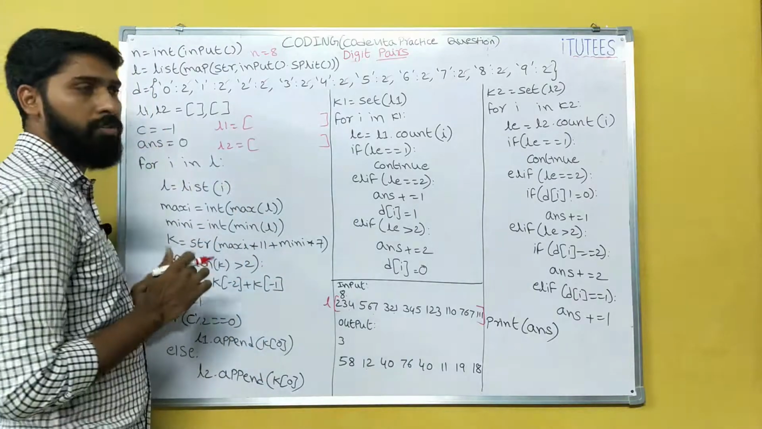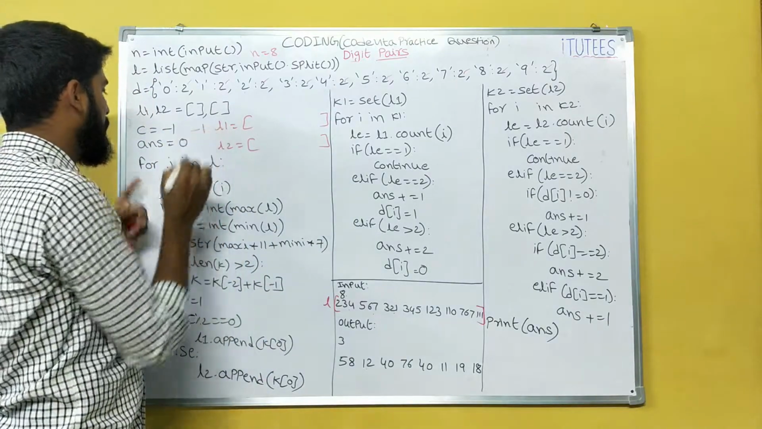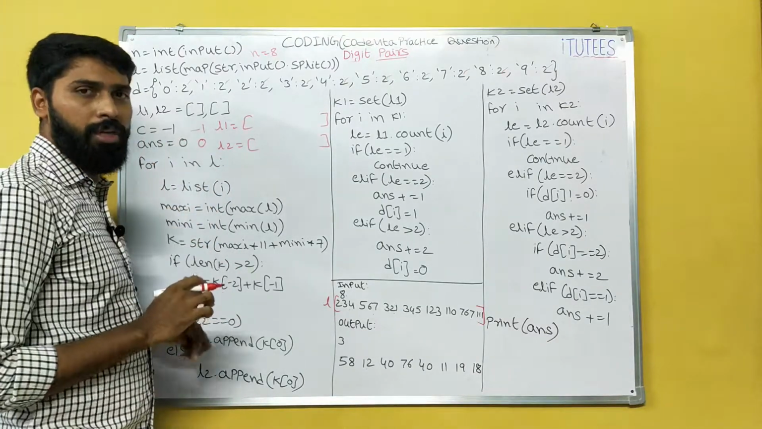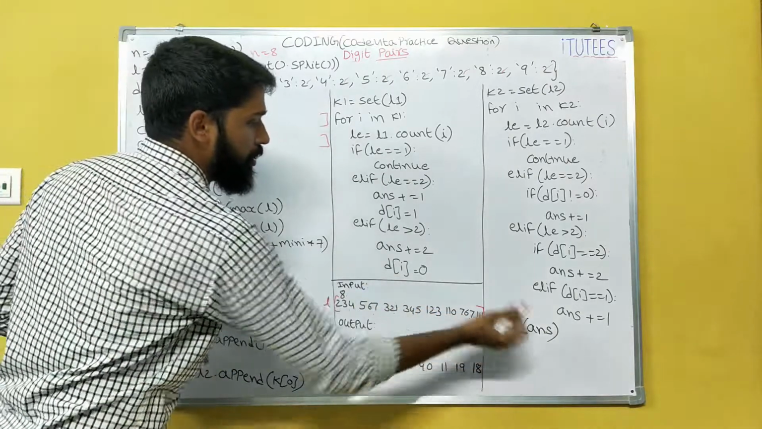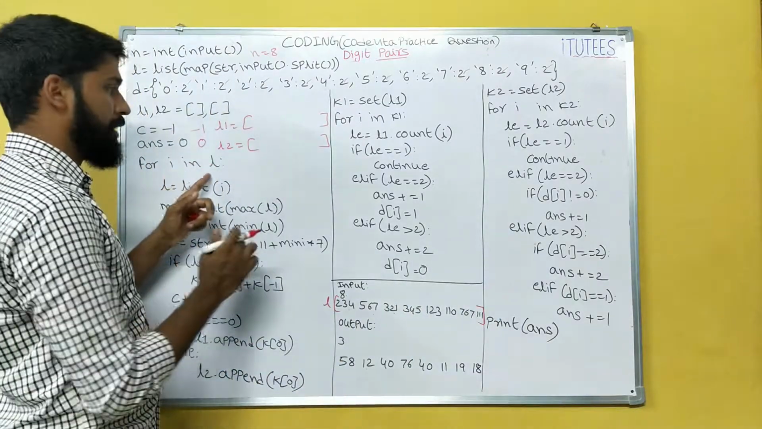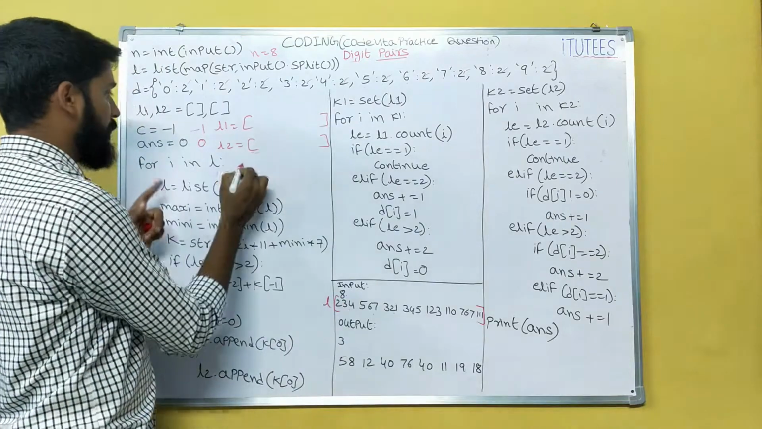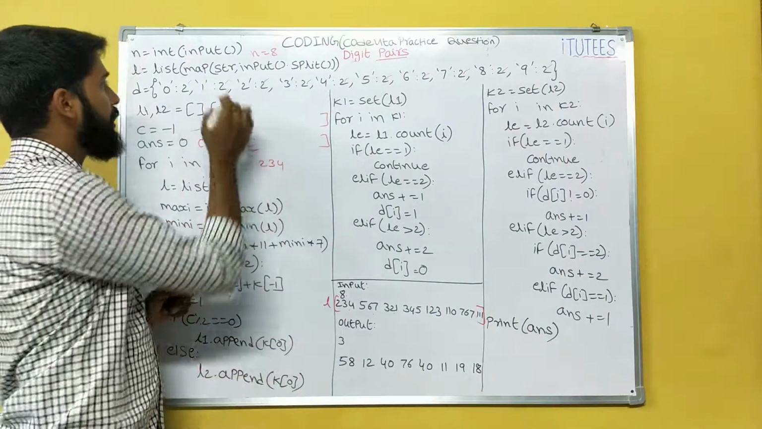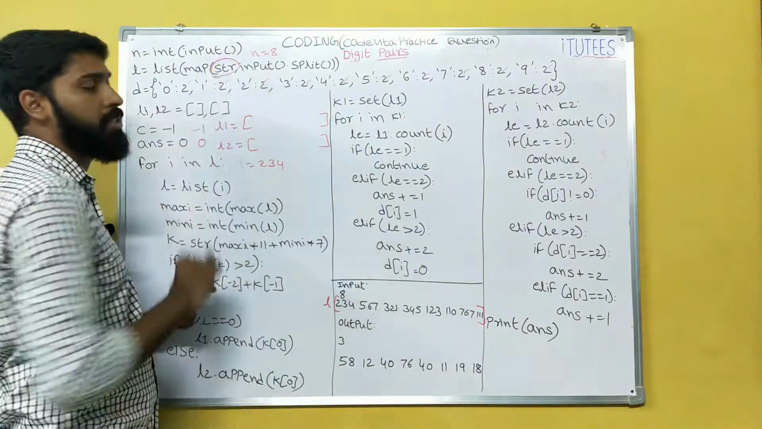I am taking c equals -1 and answer is 0. In this you are going to store the pairs. At the end of the program you are going to print the answer. For i in L. So what is L? This is the L, with elements 2, 3, 4. Here we are taking everything in the form of strings.